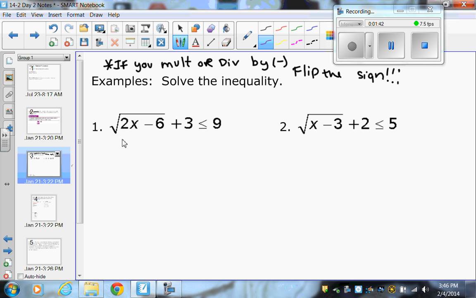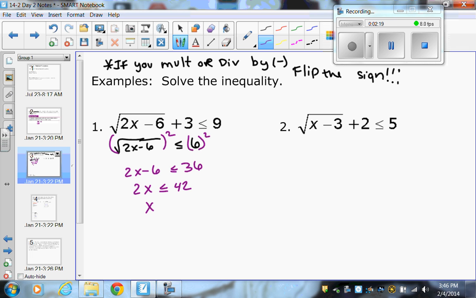So example 1 here, we have the square root of 2x minus 6, plus 3, is less than or equal to 9. So what I'm going to do is, opposite of adding is subtracting. That leaves me with the square root of 2x minus 6 is less than or equal to 6. In order to get rid of the square root, I'm going to square both sides. So that gives me 2x minus 6 is less than or equal to 36. Opposite of subtracting is adding, so I'm going to add 6, so that gives 2x is less than or equal to 42. Opposite of multiplication is dividing, so that gives me x is less than or equal to 21.